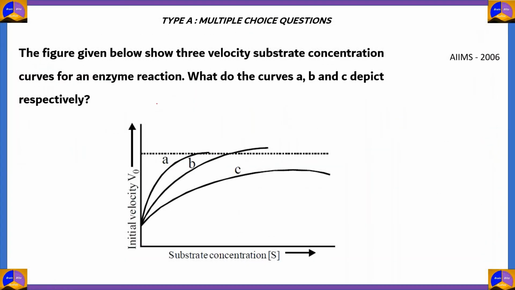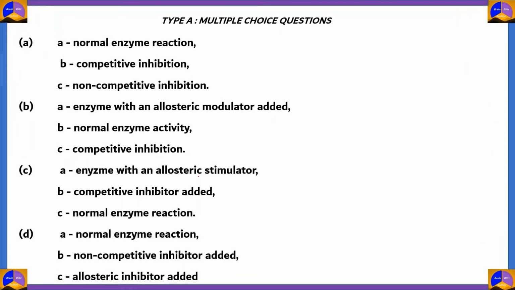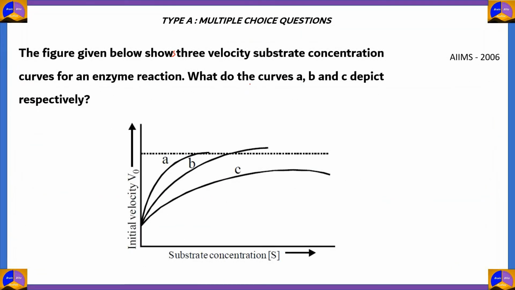Next question. The figure given below shows three velocity substrate concentration curves for an enzyme reaction. What do the curves A, B, C depict respectively? So we have four options. So let's look at the graph in general. The graph has initial velocity V0 and substrate concentration S. So we have the quantity Vmax in the case of initial velocity. And then we have another quantity, that's Km, the Michaelis constant, in the substrate concentration.